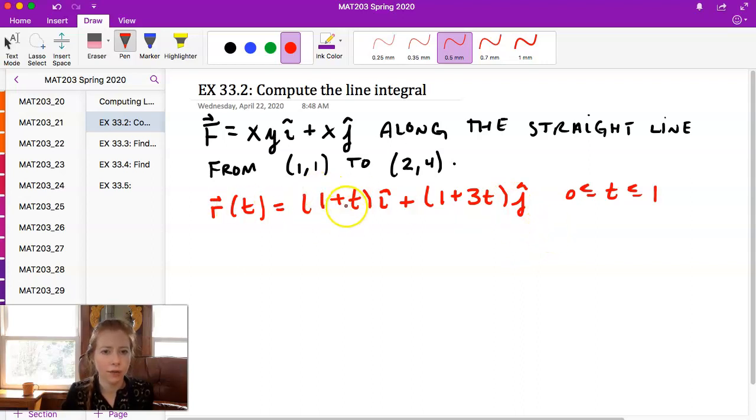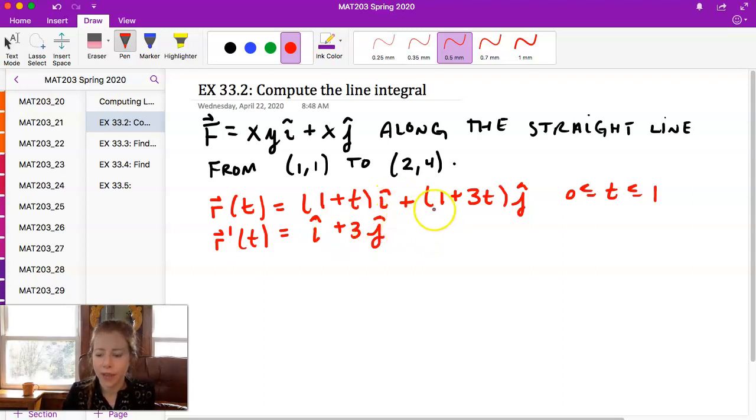Okay, so for a straight line, the form of a straight line is y equals mx plus b. So some intercept, some slope, and the slope times our variable, which is time. Okay, so that's the form of a straight line. Okay, so then we take the derivative. R prime of t is going to be i hat plus 3j hat.